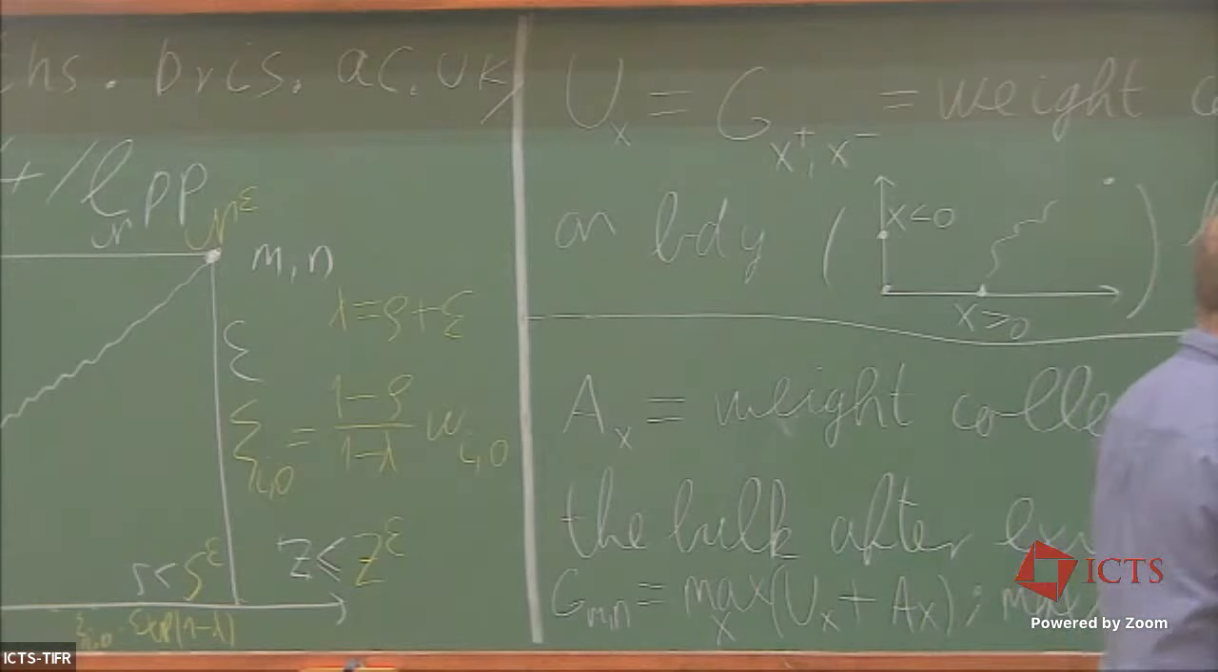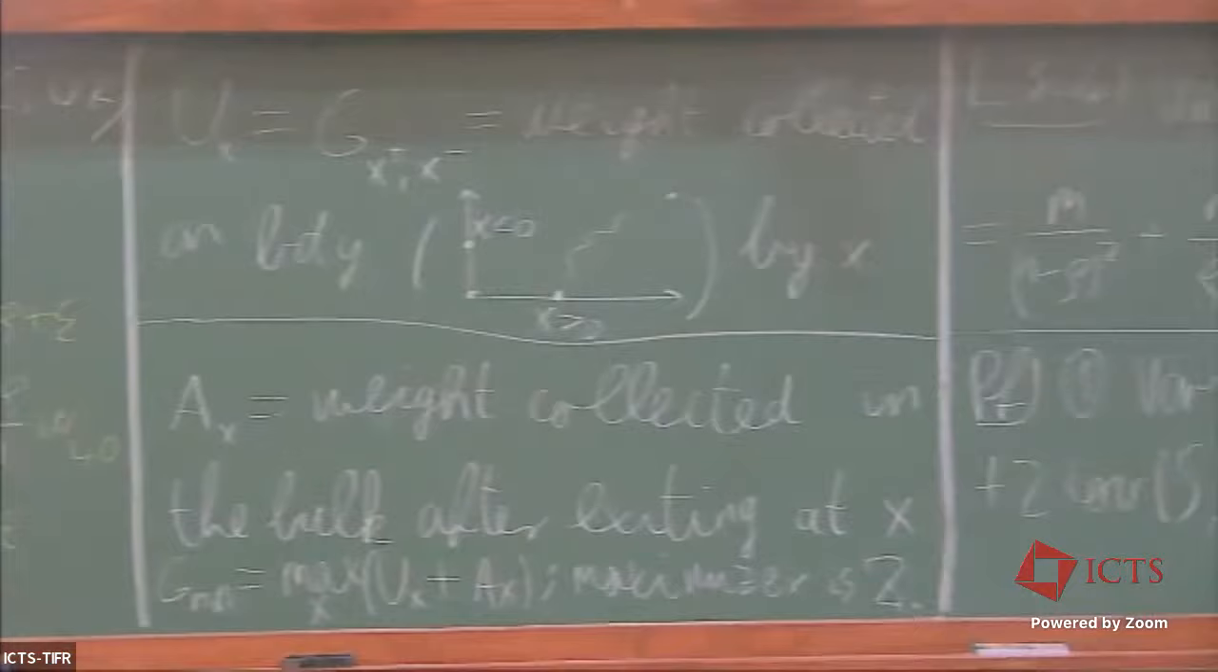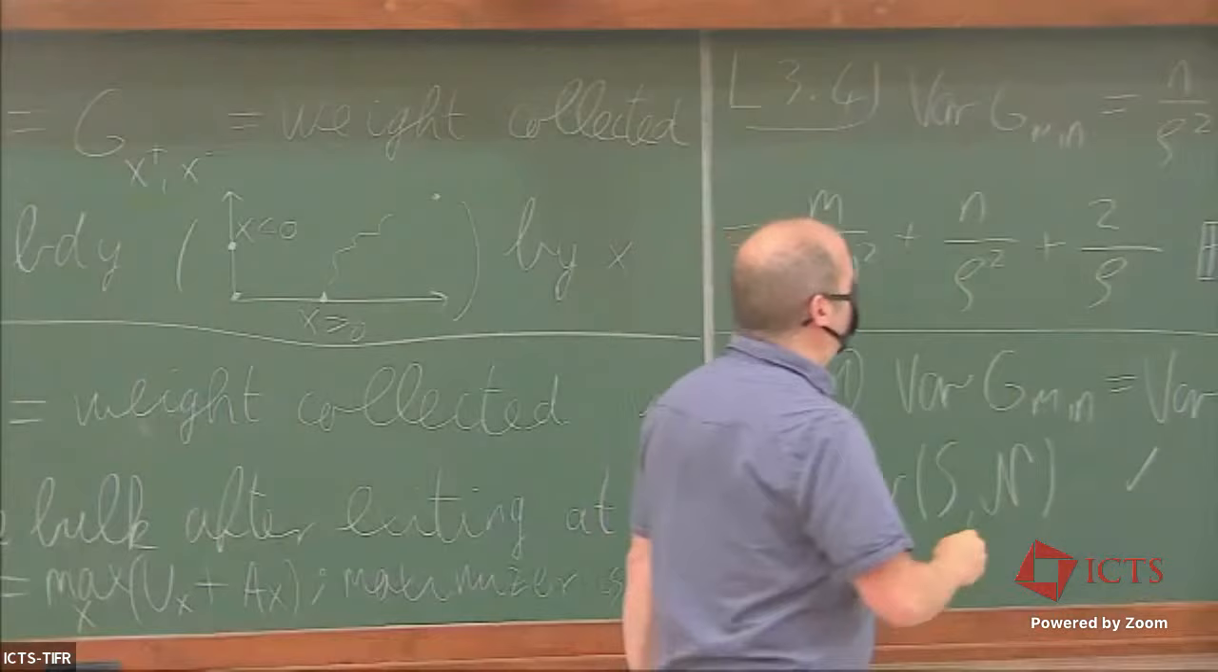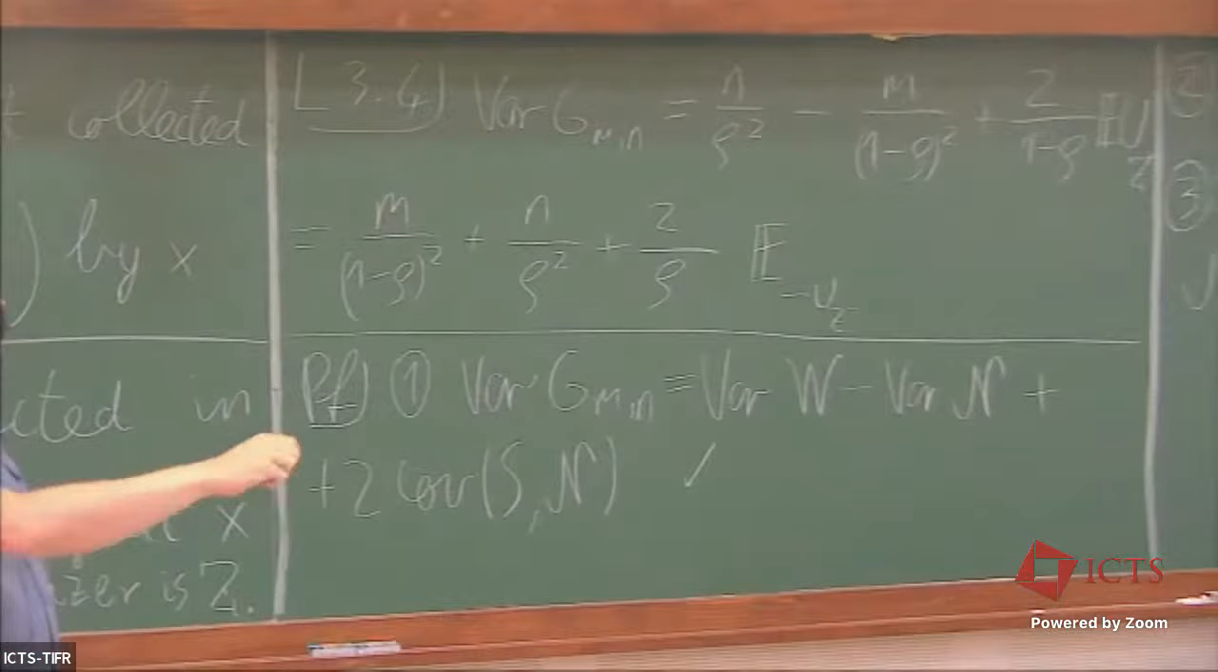Okay. And the lemma we're proving is that the variance of the last passage time is n over rho squared minus m over (one minus rho) squared plus two over (one minus rho) times the expected weight collected on the horizontal axis, which could be zero if you actually exit on the vertical one. It's also equal to m over (one minus rho) squared plus n over rho squared plus two over rho times the expected weight collected on the vertical axis, if you happen to exit there. If you exit on the horizontal axis, then this is zero. That's what we are proving.